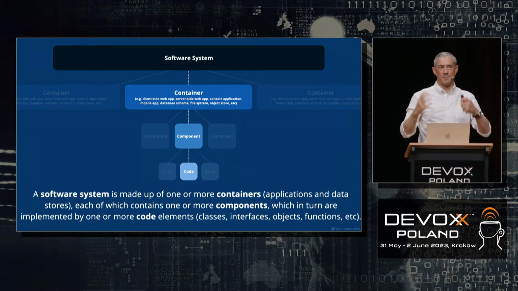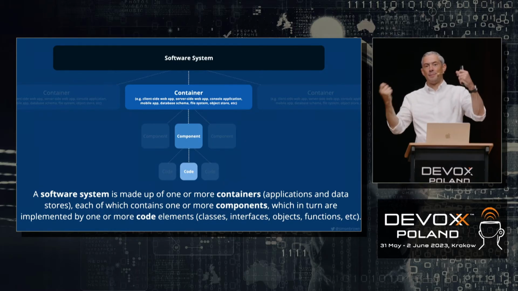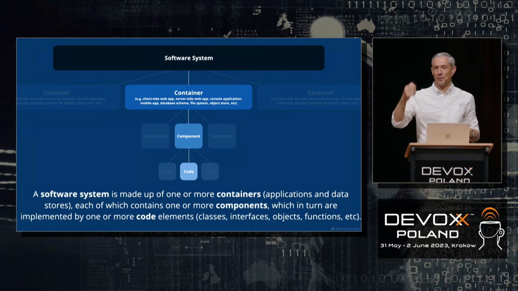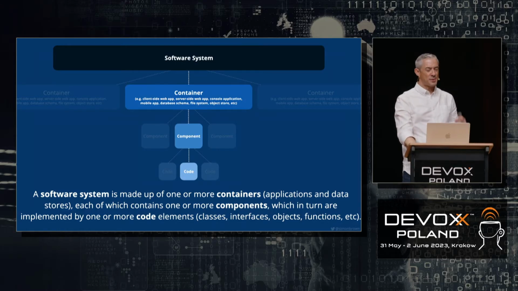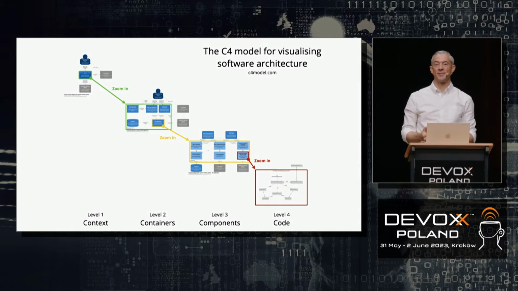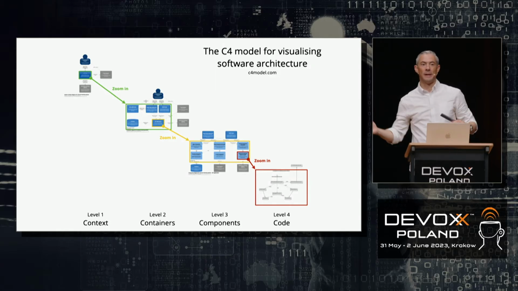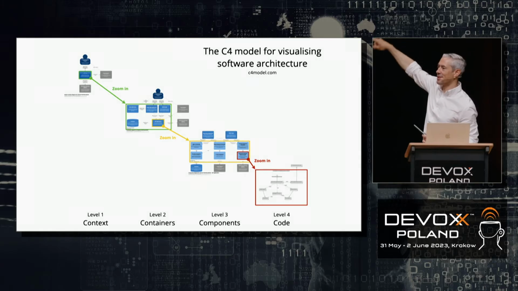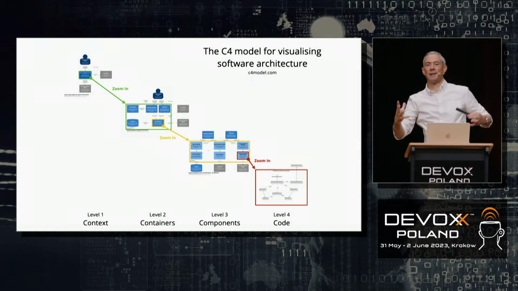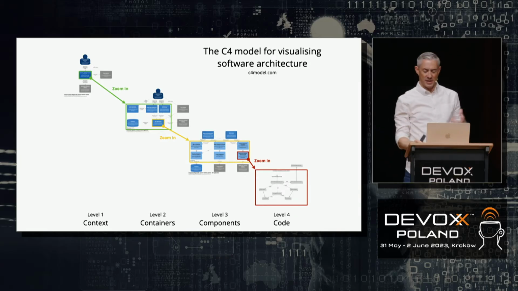Zoom into a component, and it's basically made up of code. So if you're building a Java component, that Java component is made up of enums, classes, interfaces. Same with the language. So that's the set of abstractions. And then we have a set of diagram types, and this is actually what C4 is named after. It's context, containers, components, and code. And those four levels of diagrams essentially map onto those four levels in the hierarchy.